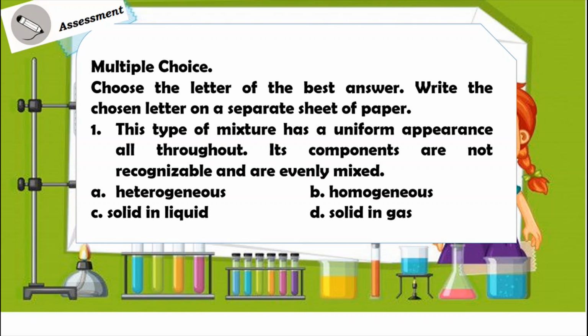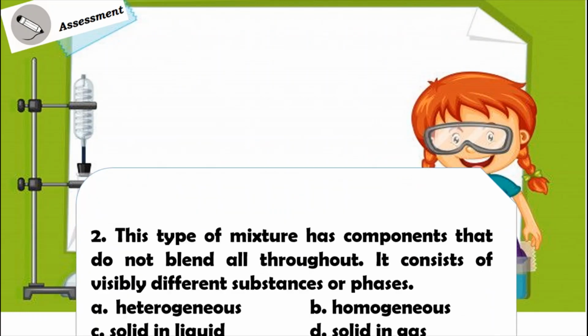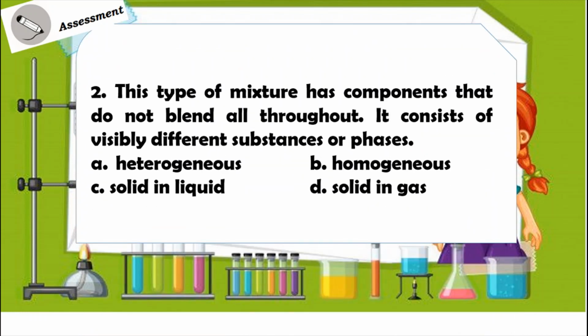Number 1. This type of mixture has a uniform appearance all throughout. Its components are not recognizable and are evenly mixed. Letter A, heterogeneous. Letter B, homogeneous. C, solid in liquid. And D, solid in gas. Okay, what is your answer? Answer for this is letter B, homogeneous mixture. Homogeneous.